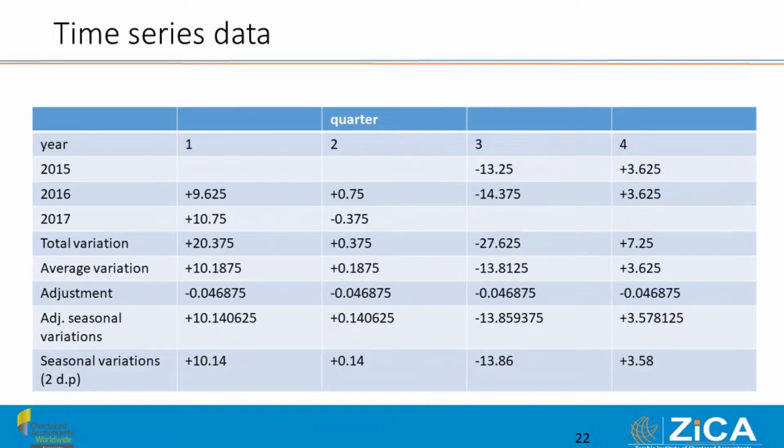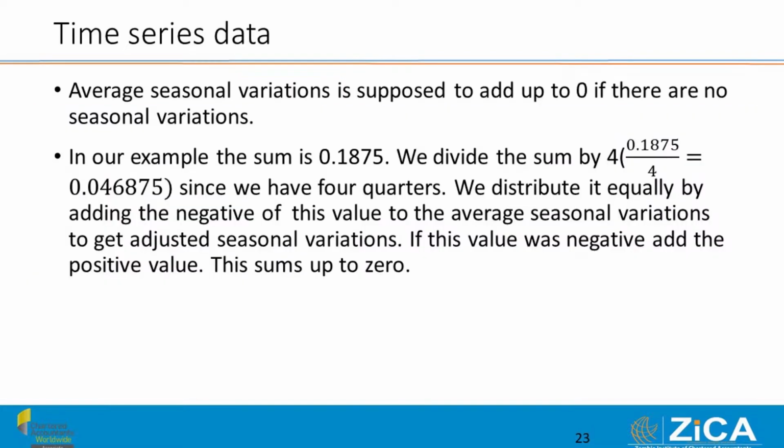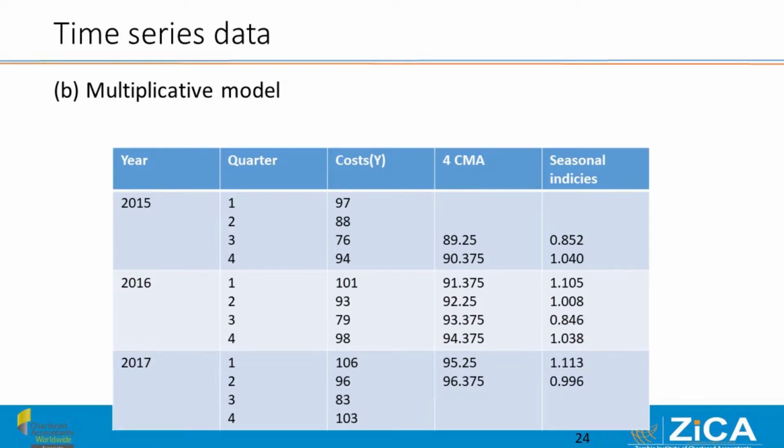Now, when you have a multiplicative model, the 4 centered moving averages are just the same averages. The only difference is how you arrive at the seasonal variation. In this case, the seasonal variation will now be the actual values, which is the y value, divided by the trend values. So that is how we have got those 0.825. You are dividing 76 by 89.25 to get 0.825. That is how you come up with the seasonal variations when the model is a multiplicative model.